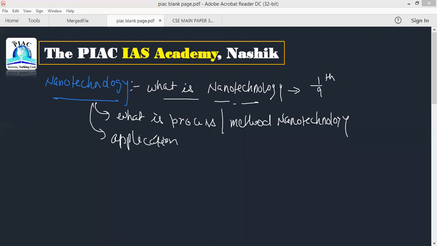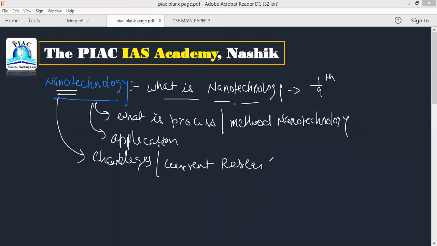But today, through research and development, your computer has been placed into your hands in the form of smartphones or tabs. That is nothing but nanotechnology. Nanotechnology has played an important role in that. What are the applications? What are the challenges in nanotechnology? Then what is the current research going on in the field of nanotechnology?